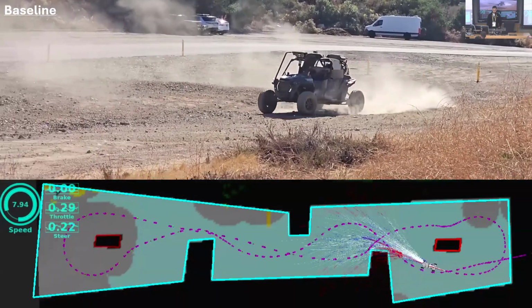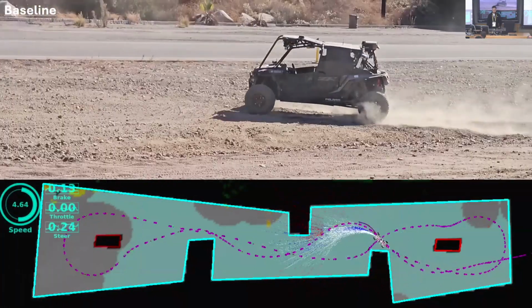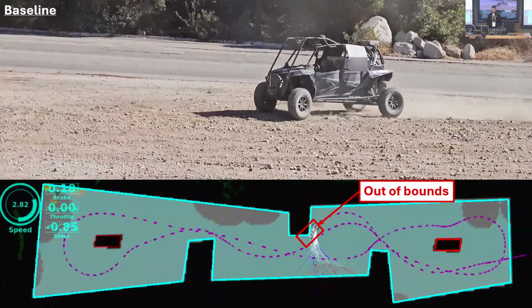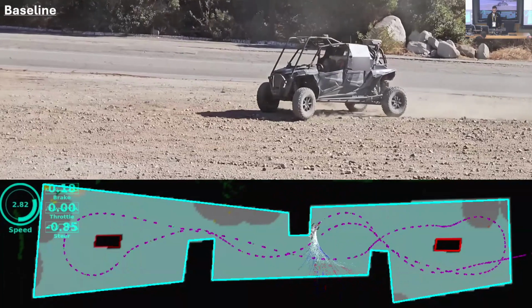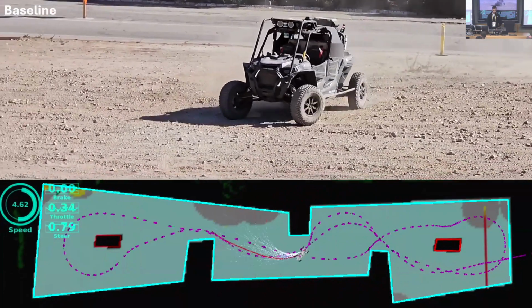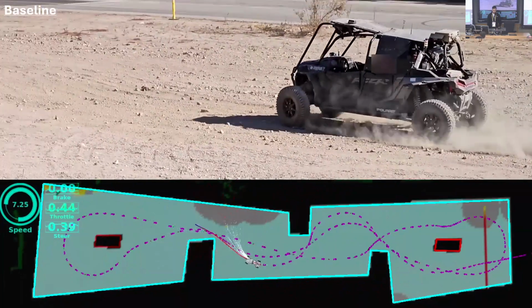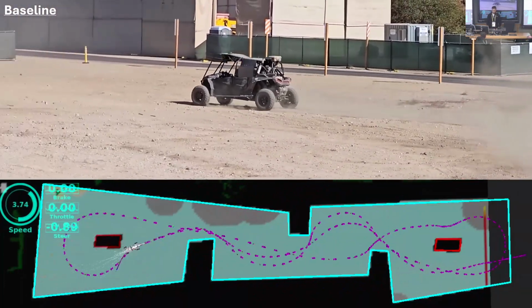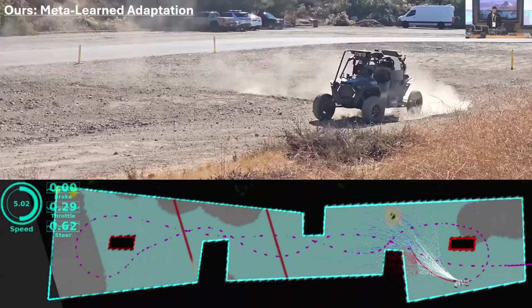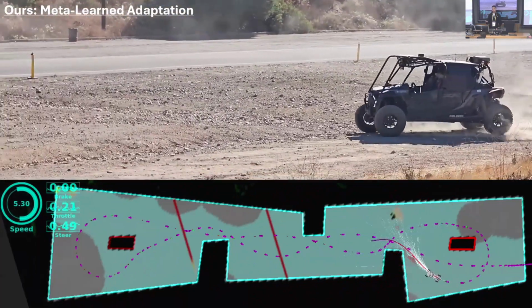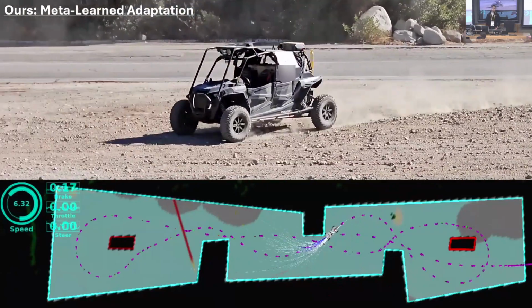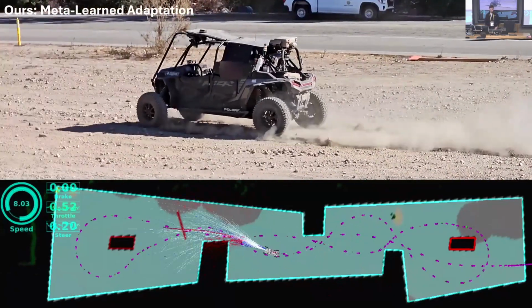This is what it looks like running with the baseline, and it's going to go out of bounds right here. Then I'm going to skip forward. Okay, it basically ends up at the end taking the last turn a little wide, and has to perform a costly backup maneuver. When we were running the baseline, the dynamics predictions weren't as good, and so MPPI was having to overcorrect. And then it's running smoother with the adaptation.